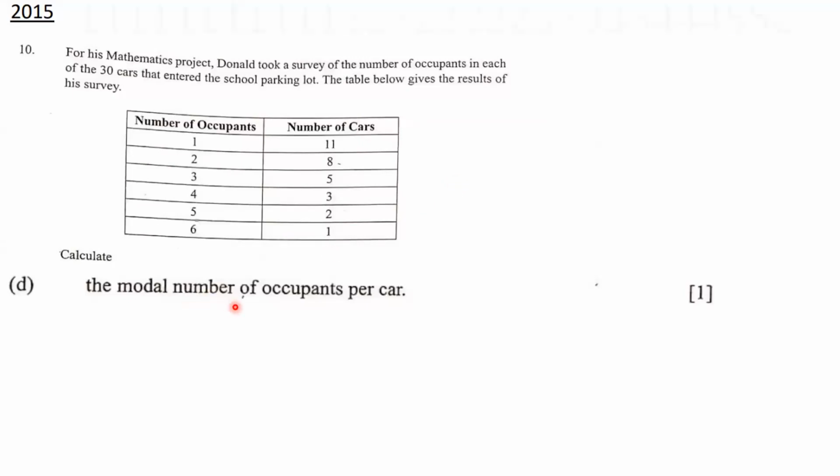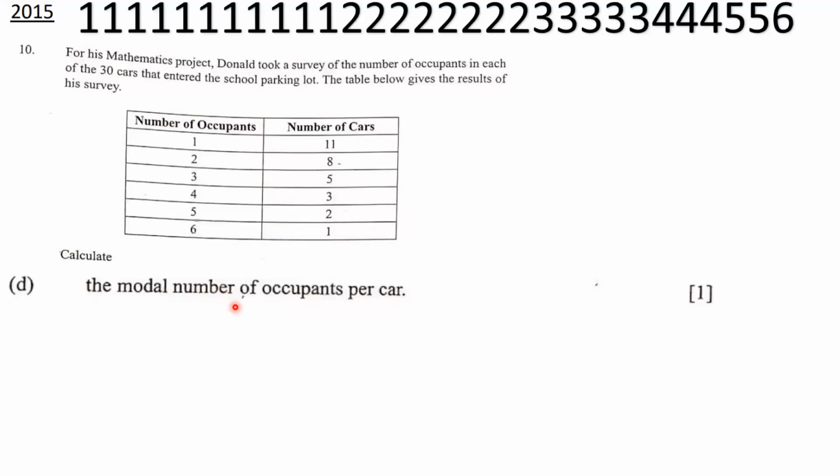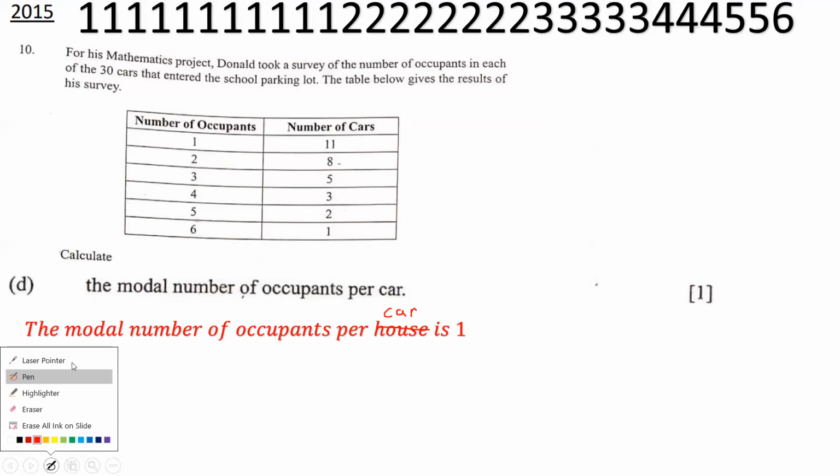They want us to find the modal number of occupants. Well, the mode is the one that occurs the most. And as you can see, 1 is the one that appears the most. So we say that the modal number of occupants per house is, and this is not supposed to be per house, it's supposed to be the modal occupants per car, right? Let me change that. The modal occupants per car is 1, all right? So the answer is 1, that's the mode.